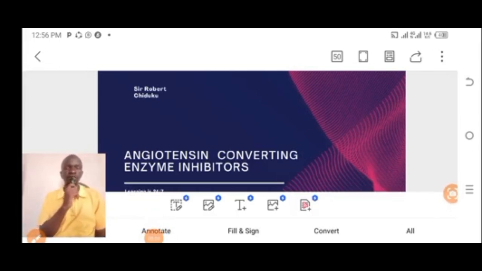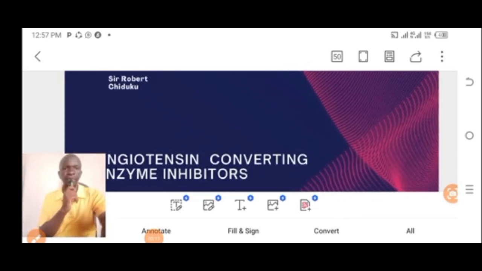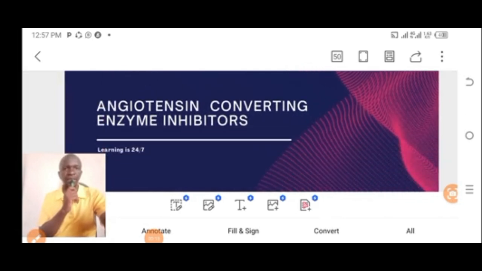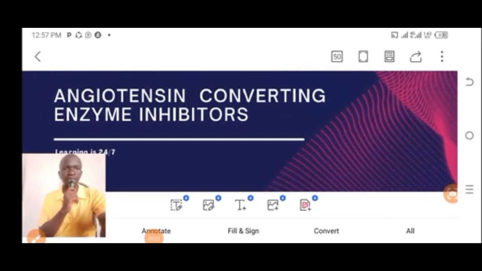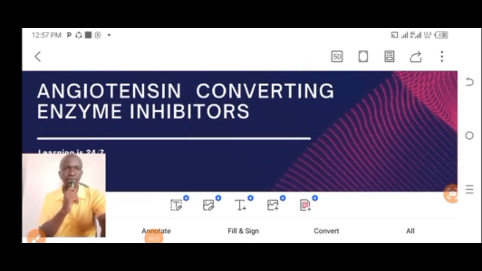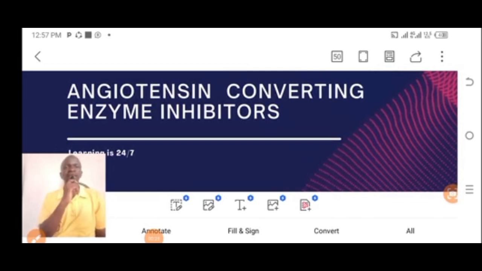Today we are going to look at pharmacology. Particularly we are going to look at the type of drugs which are called the angiotensin converting enzyme inhibitors. I want to go straight into the topic and find out how these drugs work.